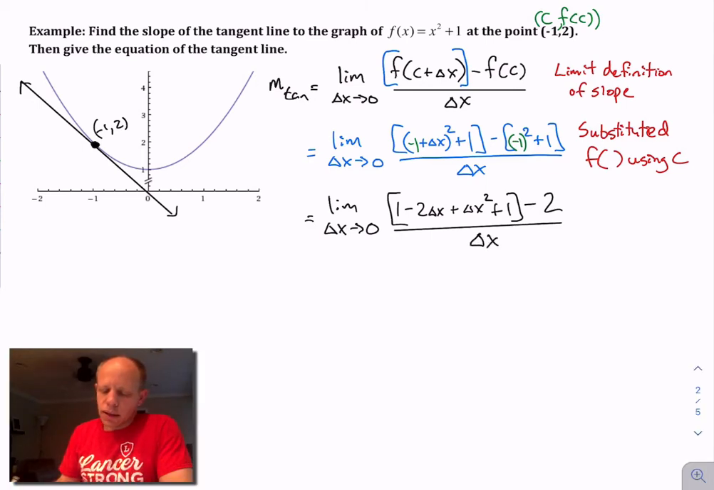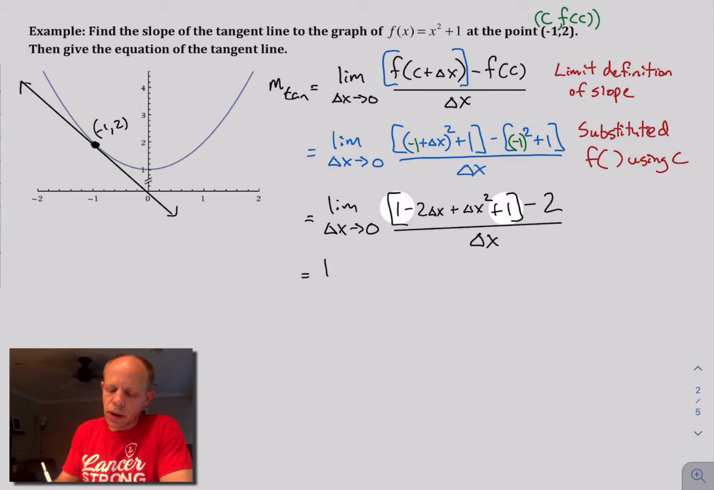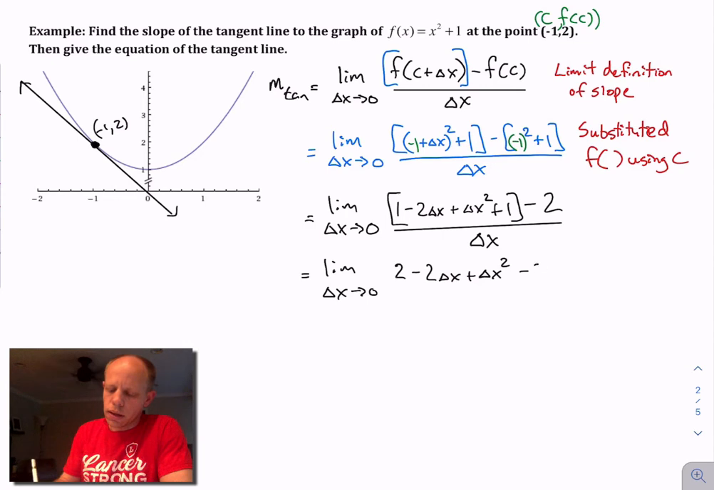Now we're going to simplify a little bit more. So inside here, I'm going to combine my constants. So I do need to rewrite the limit as delta x approaches 0. And now I have 2 minus 2 delta x plus delta x squared, and then minus 2.